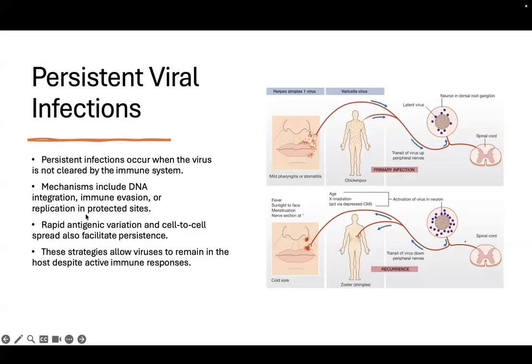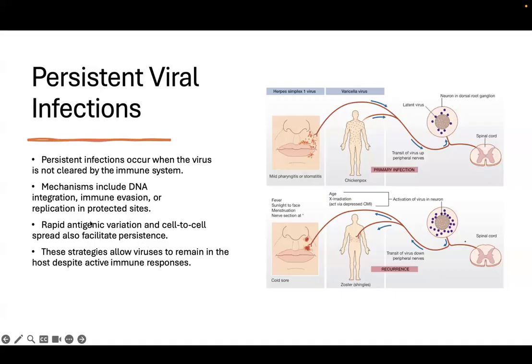Or it replicates in protected sites. This is, for example, herpes. Herpes stays inside neurons. The immune system doesn't want to kill a neuron. There are very protective layers that don't allow that. So either they use one of these or a combination. For example, herpes does both, actually. Herpes integrates its DNA, but also replicates really well in protected areas.